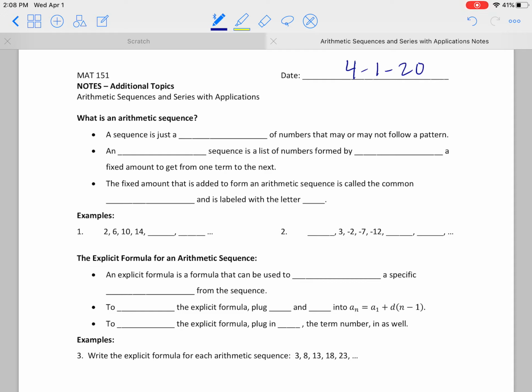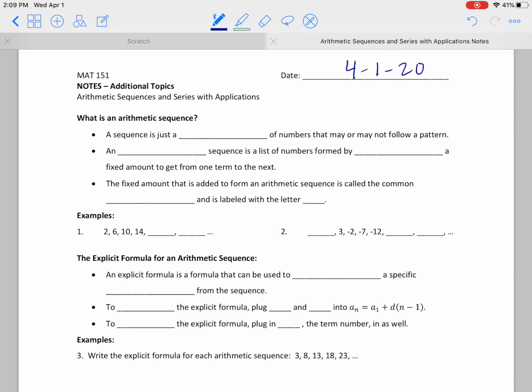Hello everyone. Today we're going to be looking at another additional topic, that being arithmetic sequences and series, and I'm going to throw in one application. In the normal setting we probably would have taken a couple days to do this, but these are things we've dealt with before, maybe just we don't know the name, or maybe we do.